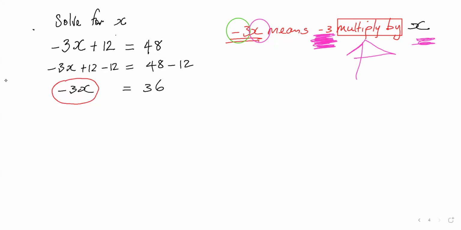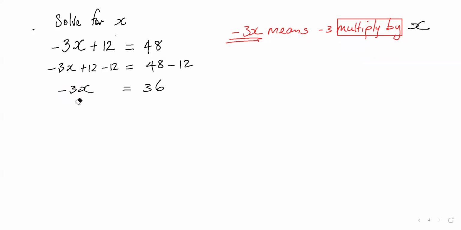You have me sweating. What does it mean again, Analia? Negative 3 multiplied by x. Thank you. Say it again. That sounds like music to my ears. Negative 3x means negative 3 multiplied by x. Oh, that sounds beautiful. Thank you very much. So listen carefully.